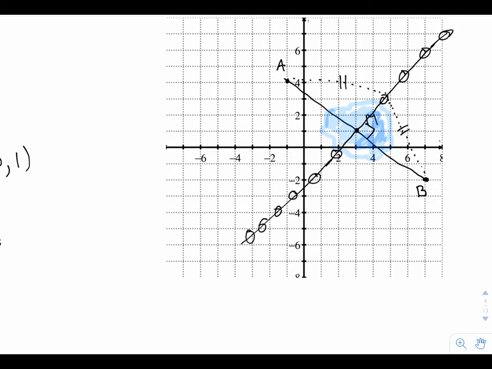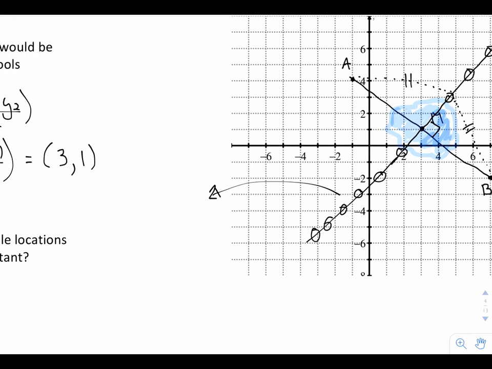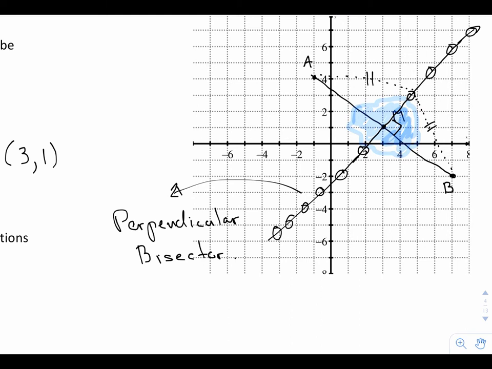And what it's called is a perpendicular bisector. Now it's perpendicular because it intersects the line at a 90-degree angle, and it is a bisector because the line divides the line AB into two equal parts. Okay, that's what the three lines mean. It bisects it in half.